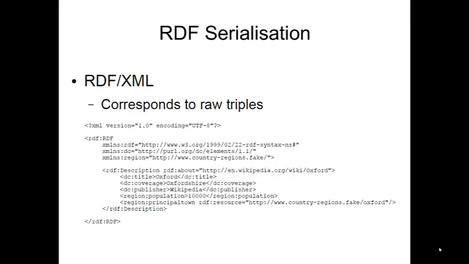So here are the various namespaces that are being referred to: the RDF namespace, DC, the Dublin Core namespace, and a region namespace. Again, we've got one subject here, the example, which is the Wikipedia entry on Oxford, and we can see that it has a title. Its title is Oxford, its coverage is Oxfordshire, its publisher is Wikipedia, its region has a population value.